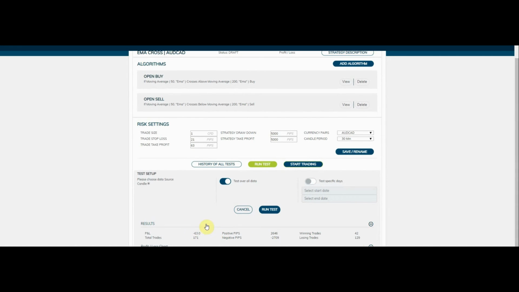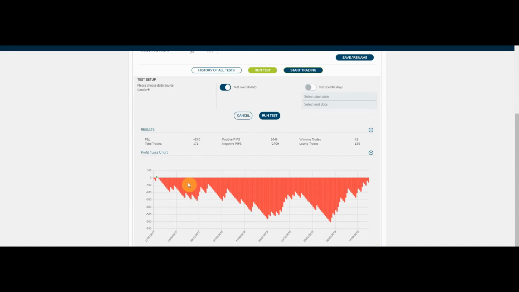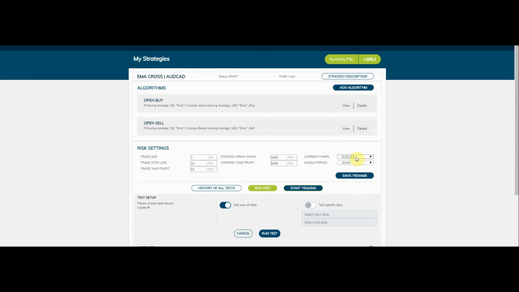So this has given us a negative result, almost break even over a couple of years. There's our equity curve. Okay. So it actually would have made profit this year. So if we back tested for the last, say, 3 or 4 months, it would have actually been a profitable system.